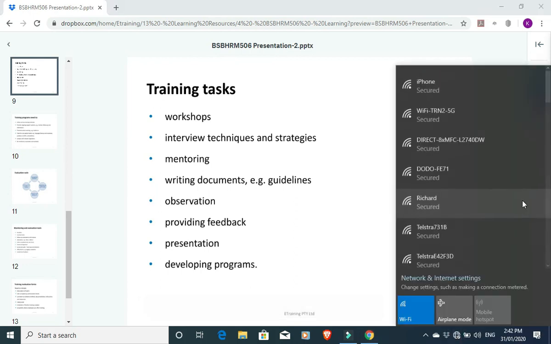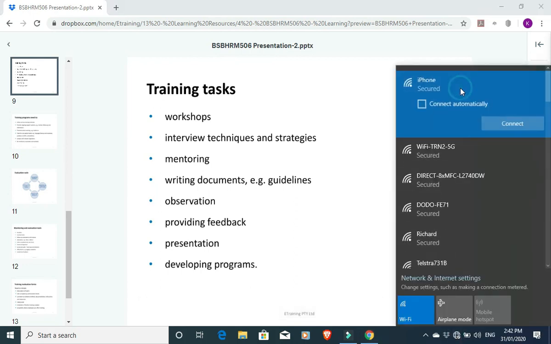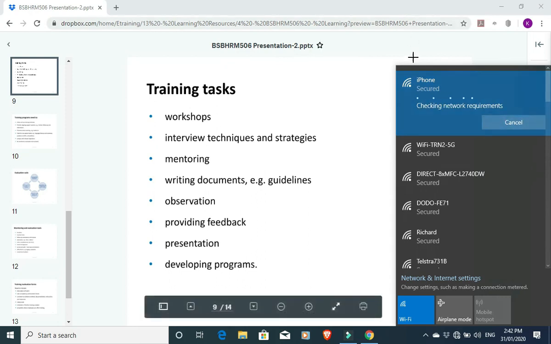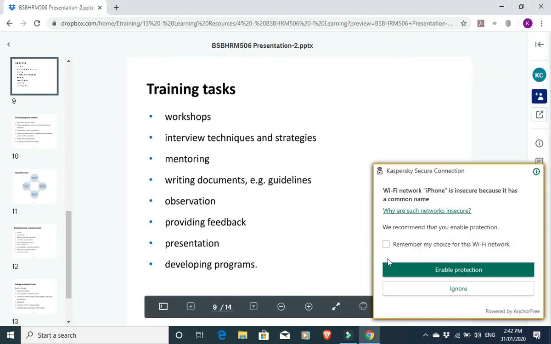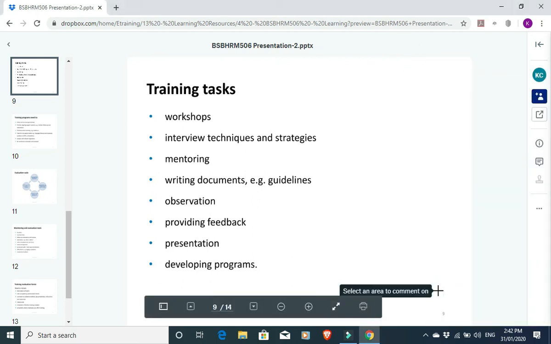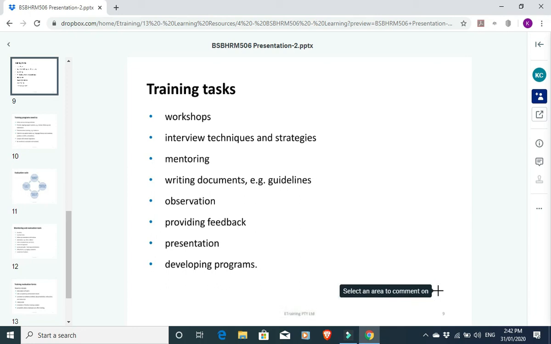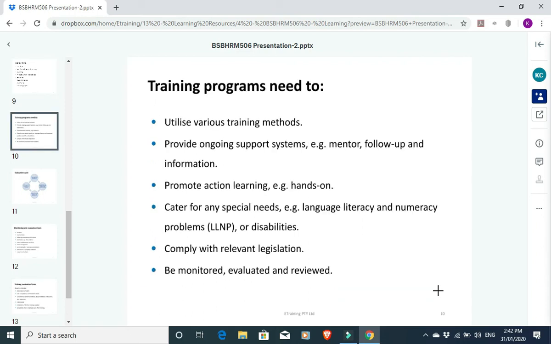So what are some of the training tasks? They can be done through workshops, interview techniques, mentoring, writing documents, observation, giving feedback. So the training tasks are very, very varied. Role play is a training task. Job simulation is a training task that is also done, especially with some of those machinery jobs or software jobs. There's a lot of software simulation as well.